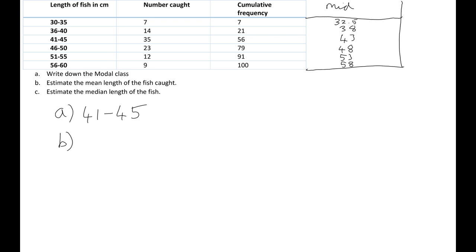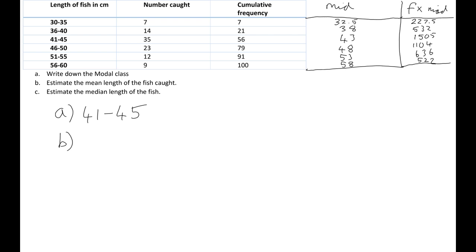Okay, now to work out the mean, we need to times our midpoint by the number of times we've got our midpoint. So we're going to add another new column in, where we're going to have our frequency times our mid value. Okay, when we times those out, you get 227.5, 532, 1505, 1104, 636, and 522.